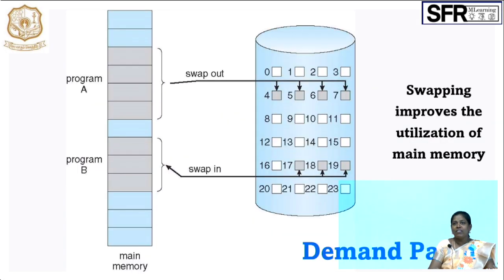This is how the swapping works. See the diagram here. In the main memory, there are two programs, program A and program B. Program B requires 3 pages, 17, 18 and 19. To bring in those pages, what the lazy swapper does is, it swaps out pages 4, 5, 6 and 7 of program A. And this is the overloading work which is carried out by demand paging.